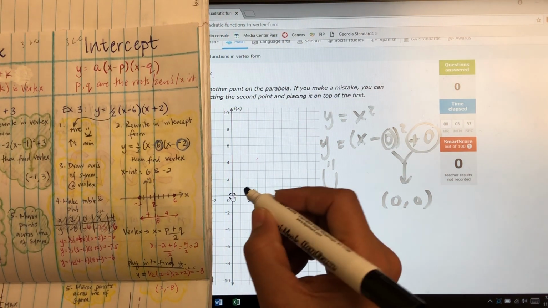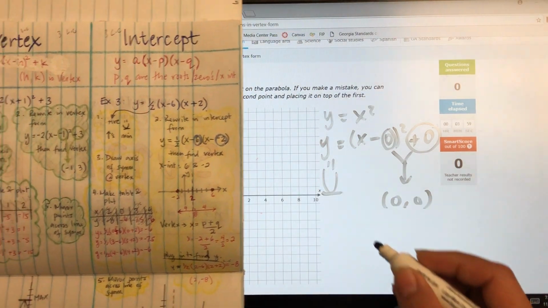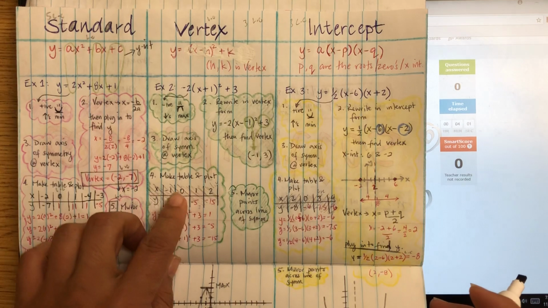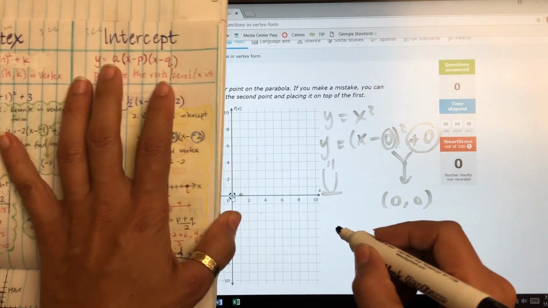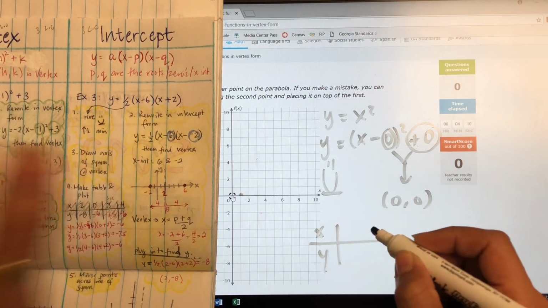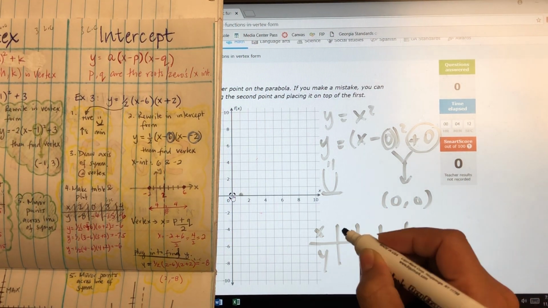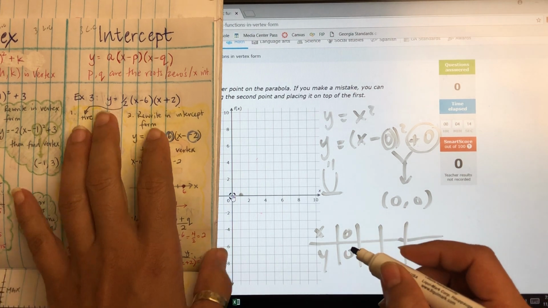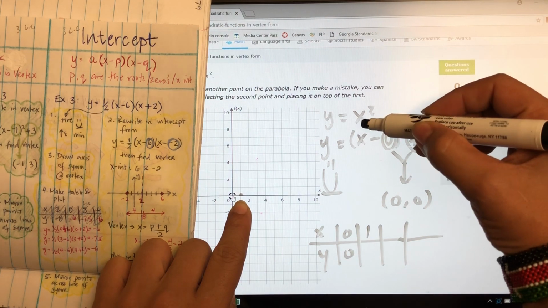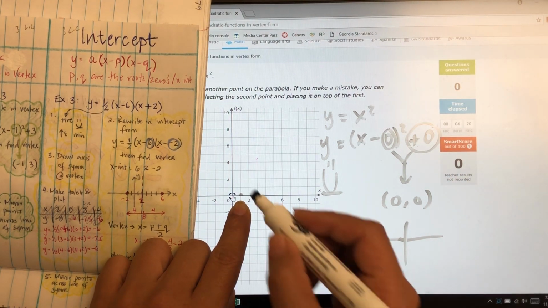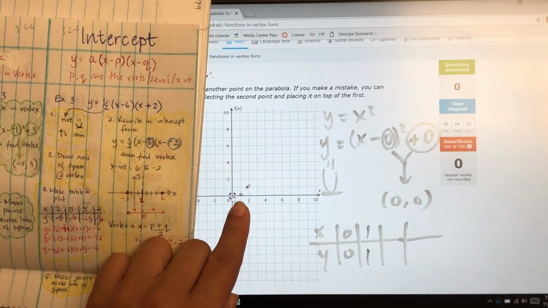So if I pick the point 1, all I do to make that is plug it into my original equation. So my original equation, which is right here. So x, y. I already have 0, 0, right? And now I'm just going to pick the point 1. So when x is 1, 1 squared is 1. So then y is also 1.